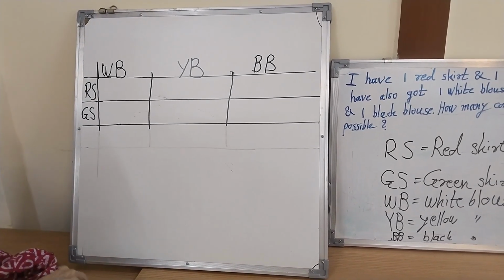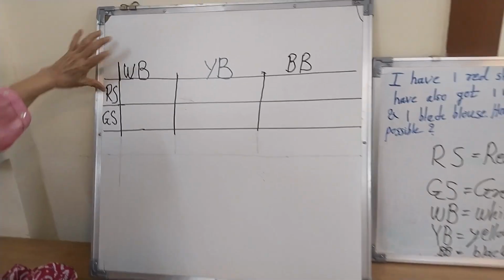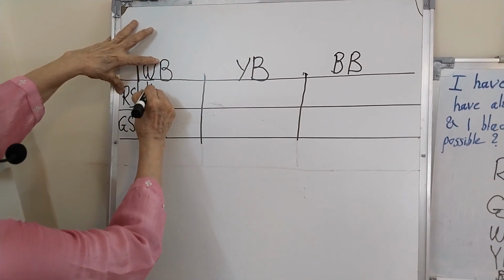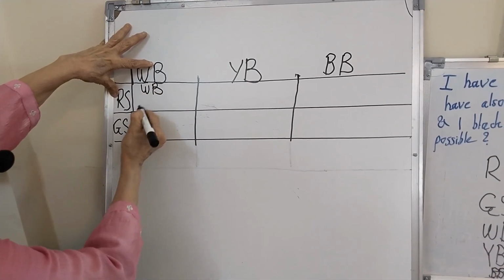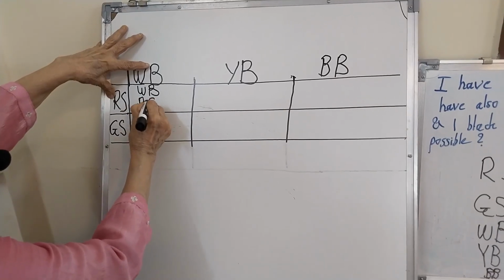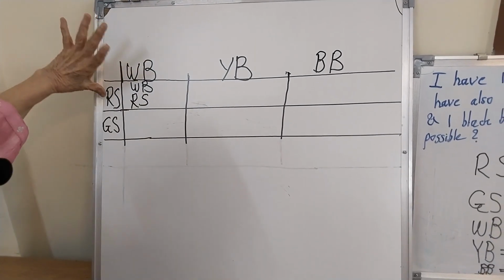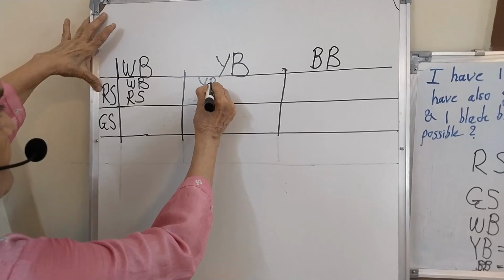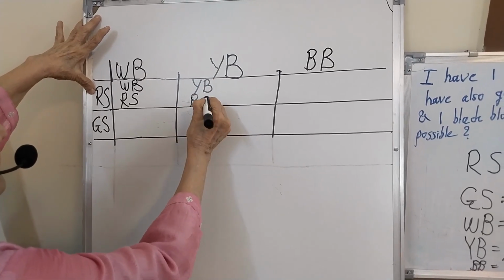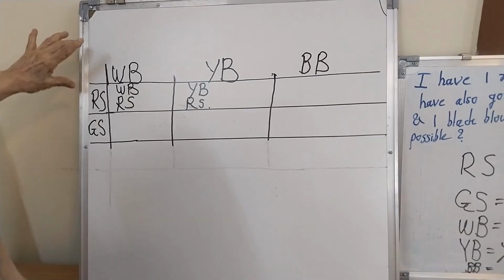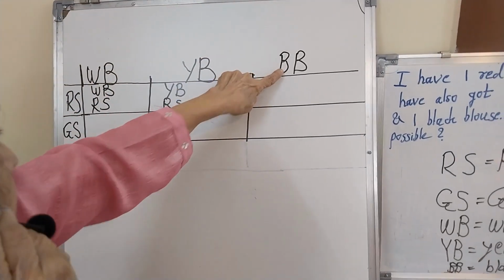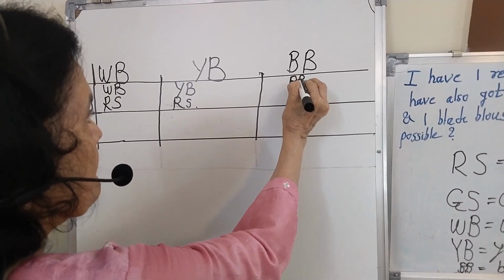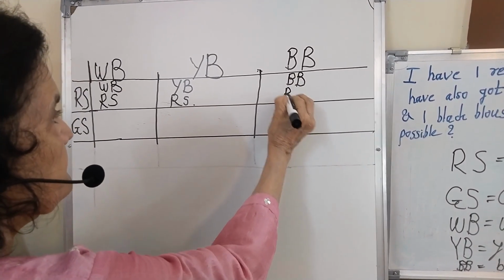Now we will see what type of combination is possible. We can have this combination: with white blouse, I can have red skirt. We can have this plus this combination: yellow blouse and red skirt. We can have this and this combination, that is black blouse with red skirt.